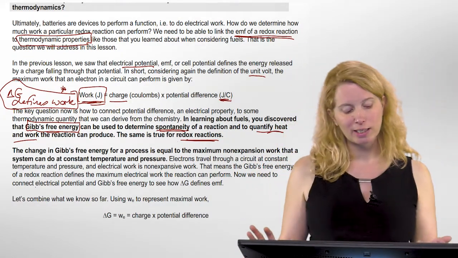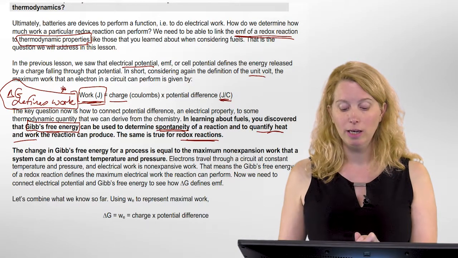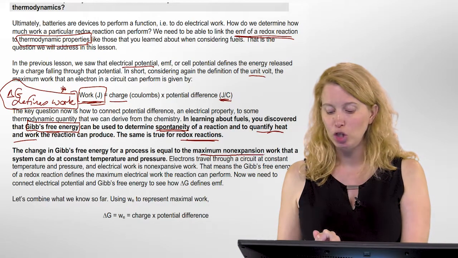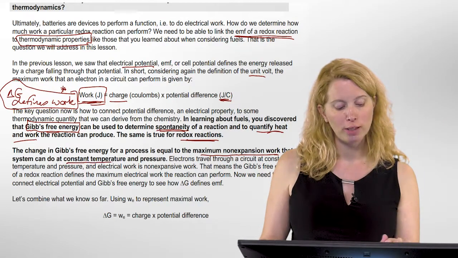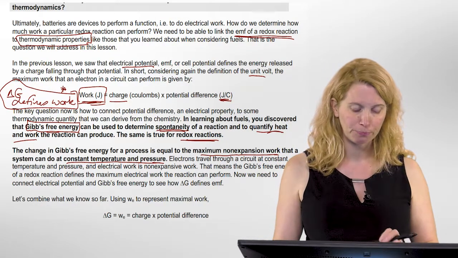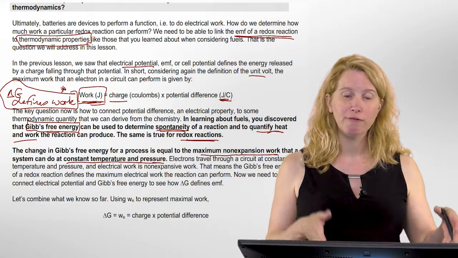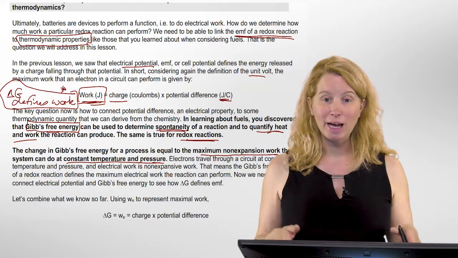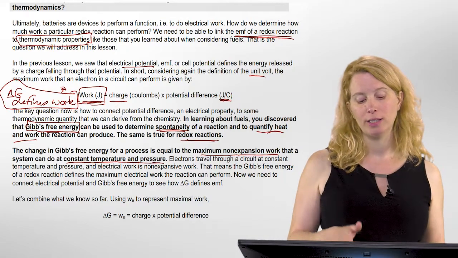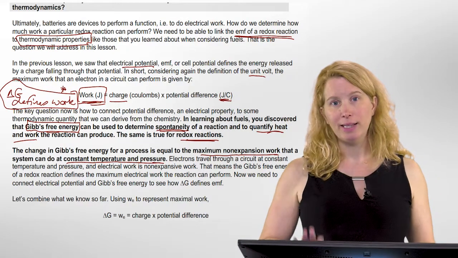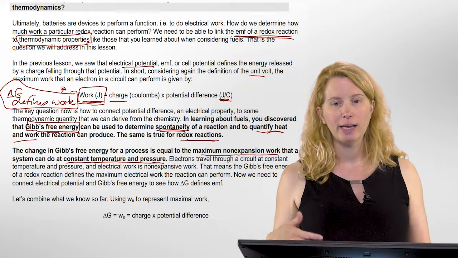Now, in an abstract sense, delta G for a process is defined as the maximal non-expansive work that the system can do at constant temperature and pressure. Let me say that again. Delta G for a process defines precisely the maximum non-expansive work that a system can do at constant temperature and pressure.